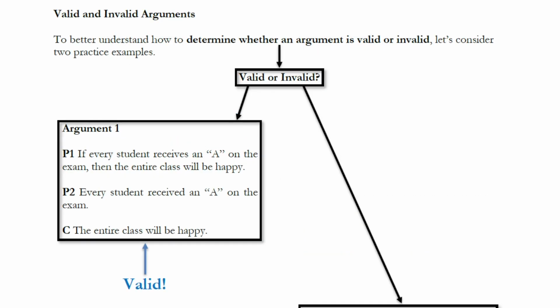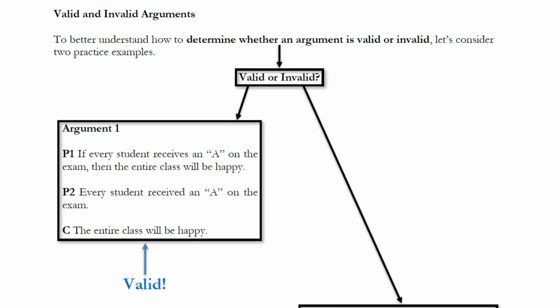To make the notion of validity more concrete, let's look at some specific examples. First, consider argument 1. Premise 1. If every student receives an A on the exam, then the entire class will be happy. Premise 2. Every student received an A on the exam. Conclusion. The entire class will be happy. Now, is this argument valid or invalid?